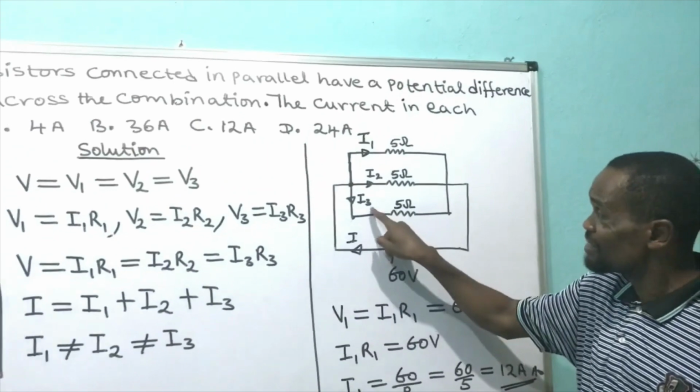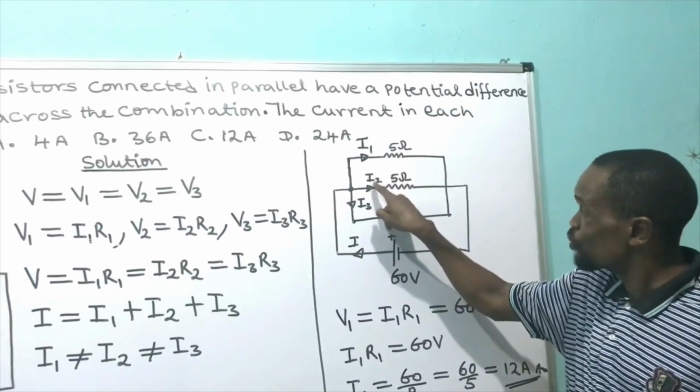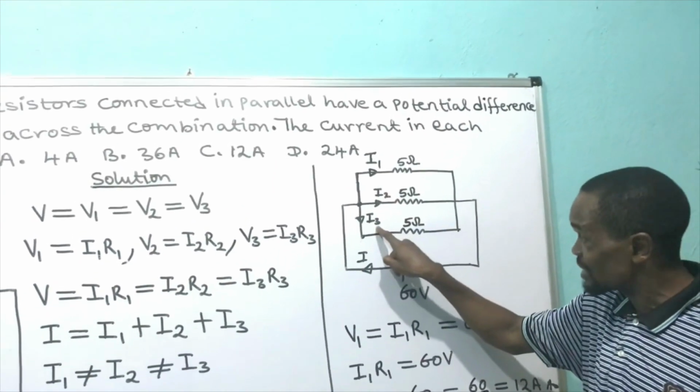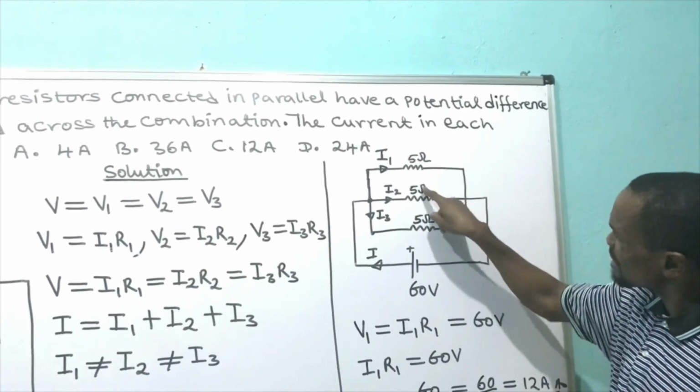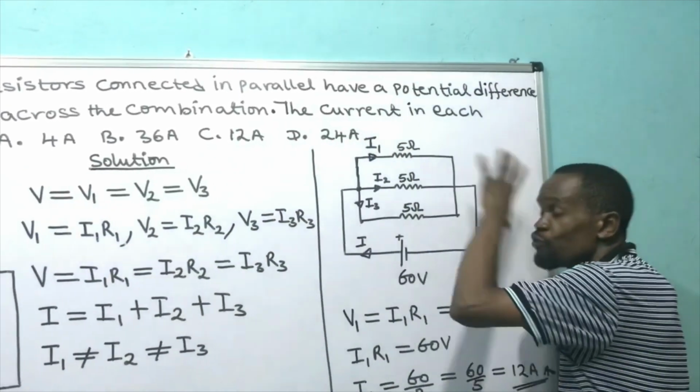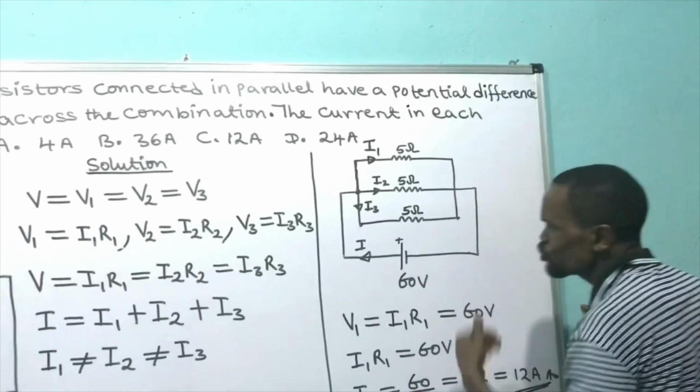And this current 2 is the same thing as current 3. This current 1 is equal to current 2. Current 2 is equal to current 3. The reason is that these resistances are the same, so the same current will flow through them. Now, let us go into calculation.